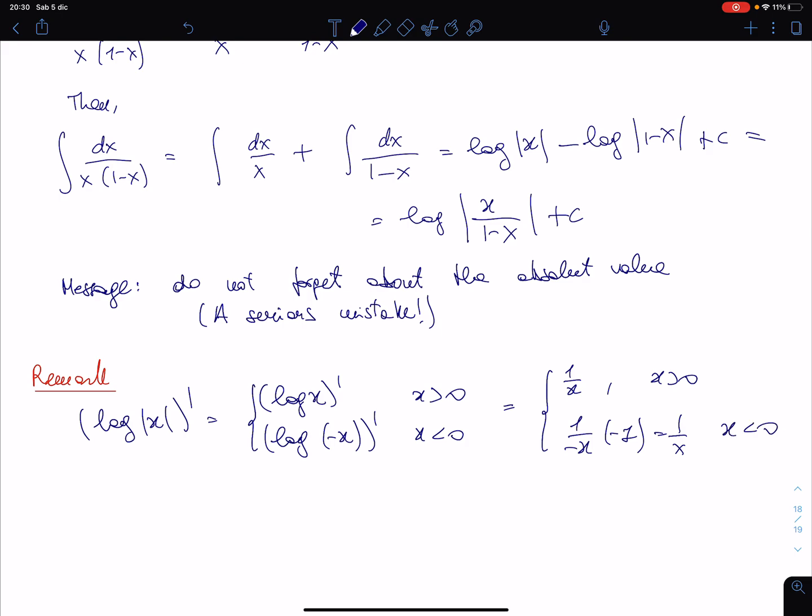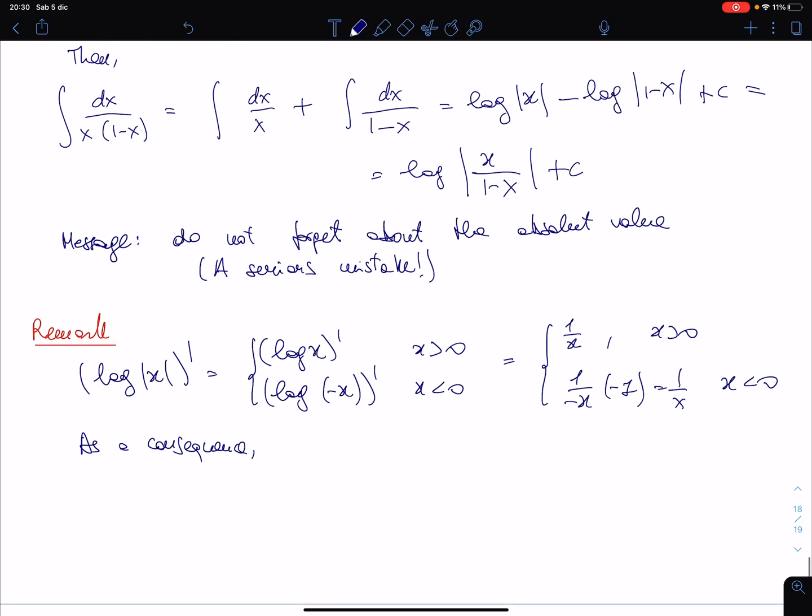So as a consequence, we have that the integral of 1 over x is not the logarithm of x, but it is the logarithm of the absolute value of x. Okay? Think of it, understand it, and never forget about it. It is really a serious mistake if you forget that. Okay?